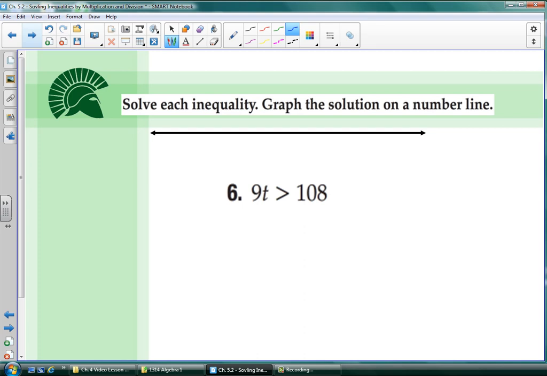We move on to these types of problems. This type of problem, we have a whole number or an integer, as I mentioned before. We're going to use that to our advantage to recognize that we probably want to divide this first. So we're going to divide by 9 on both sides. We get t is greater than 12. And now we set builder notation.